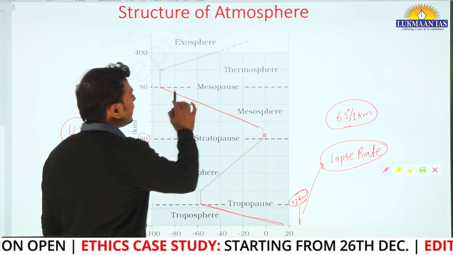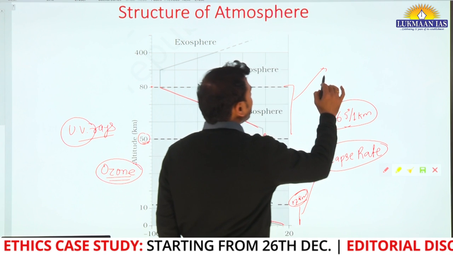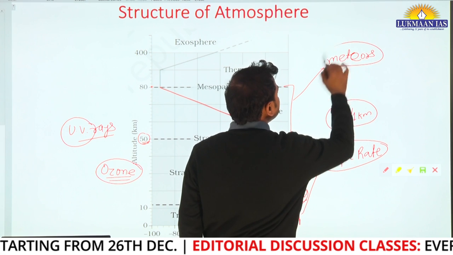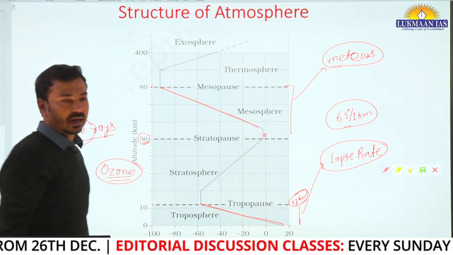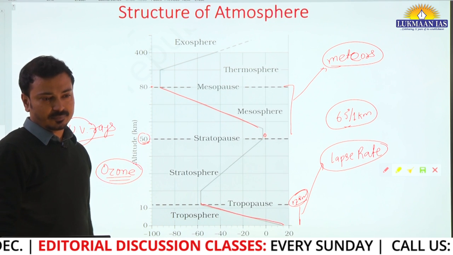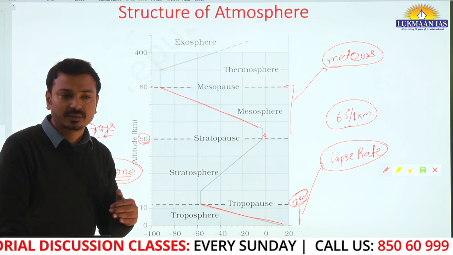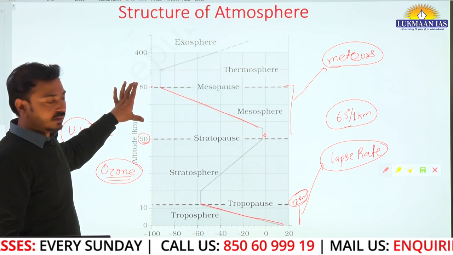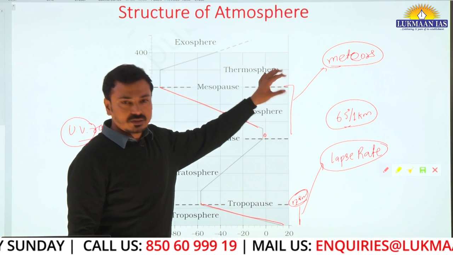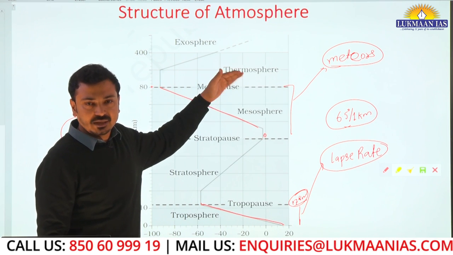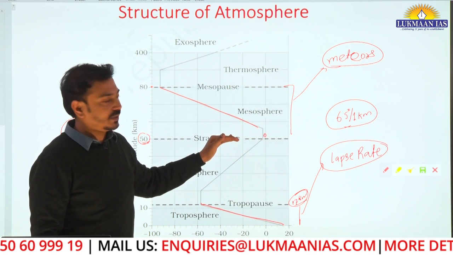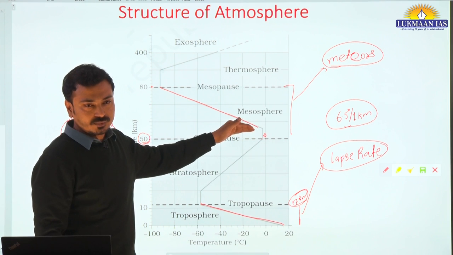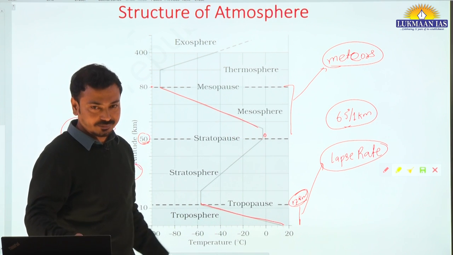Now, this mesosphere is the region wherein all the meteors that are coming inside the Earth's atmosphere are burning up due to the huge amount of friction exerted by this particular layer. Okay. Whatever the meteors or the extraterrestrial material is coming inside the Earth's atmosphere, as it reaches the mesosphere, here it is burning up. So, whatever the meteor showers that we see, no?